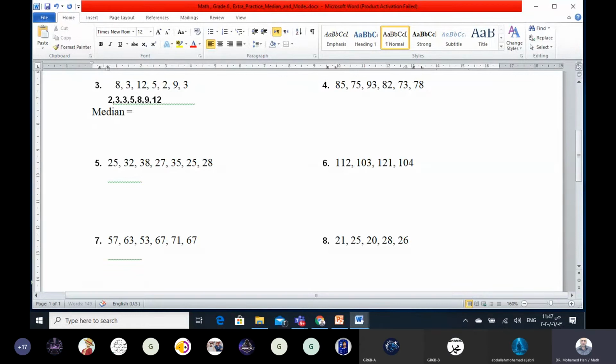See with me now. The first step is to order the numbers from the small number to the big number, as you see here. Now, count how many numbers we have here: 1, 2, 3, 4, 5, 6, 7. 7 is odd. When you have an odd number, take the number in the middle. The number in the middle will be 5. Then find the mode. You have 3 repeated 2 times, the most frequent number. So the median will be 5 and the mode will be 3. Now try number 4.